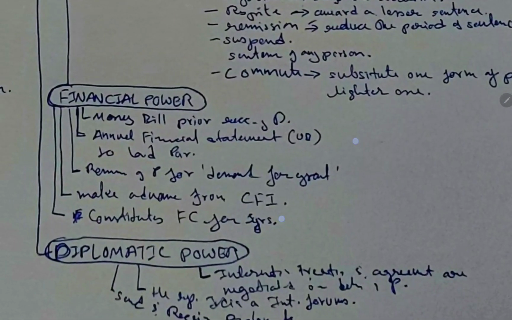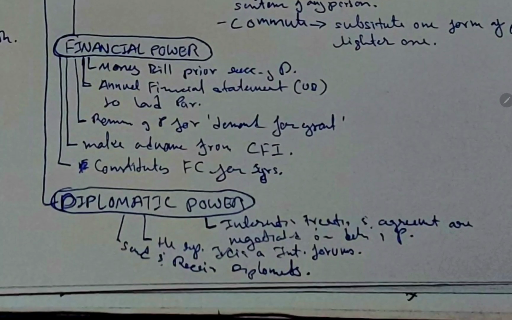Okay. Now, financial power. A money bill can be laid before the parliament only on the prior recommendation of the president. The annual financial statement, the union budget, is to be presented before the parliament. The recommendation of the president is required for the demand for grants. Next, he can make advances from the contingency fund of India, and he constitutes the finance commission for a period of 5 years, and has to recreate it on the expiry of the tenure.